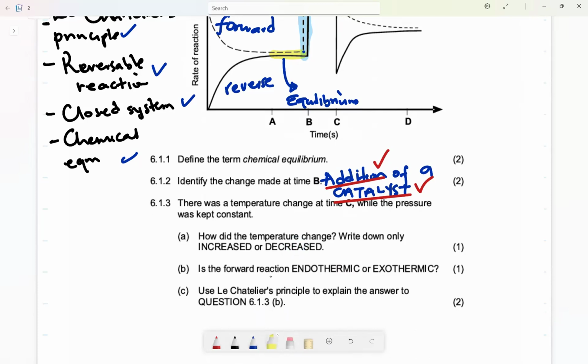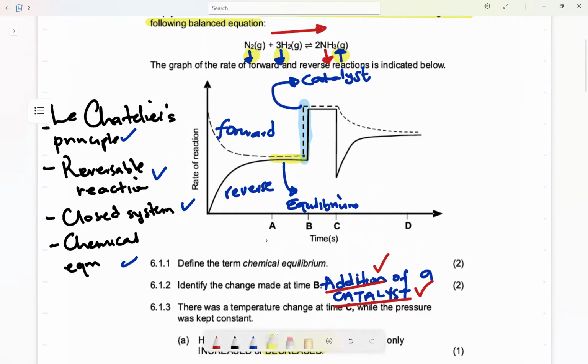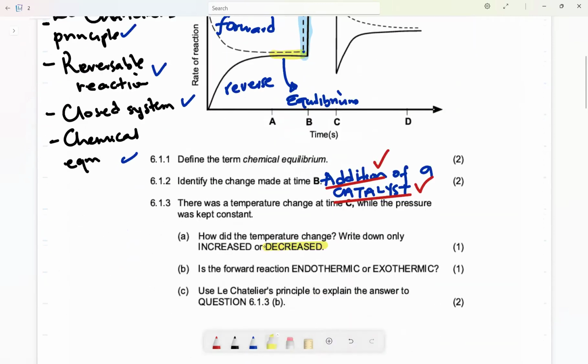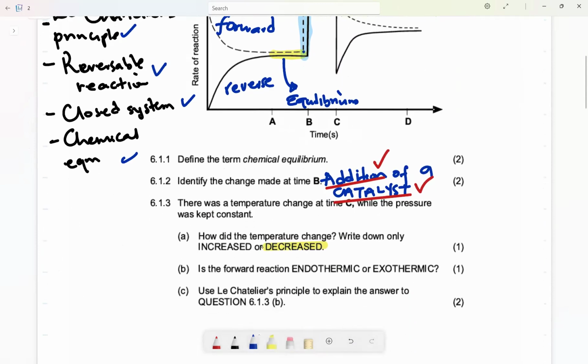They're asking us, how did the temperature change? Decrease or increase or remain the same? The temperature decreased. Why? Can you see here, there was a decrease, okay? Then the question is, is the forward reaction endothermic or exothermic? So remember, a decrease in temperature favors exothermic.